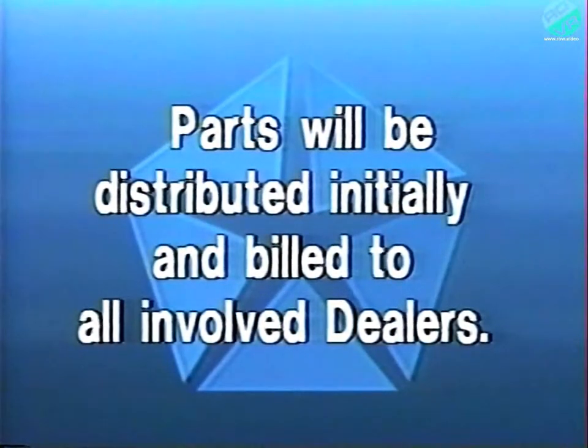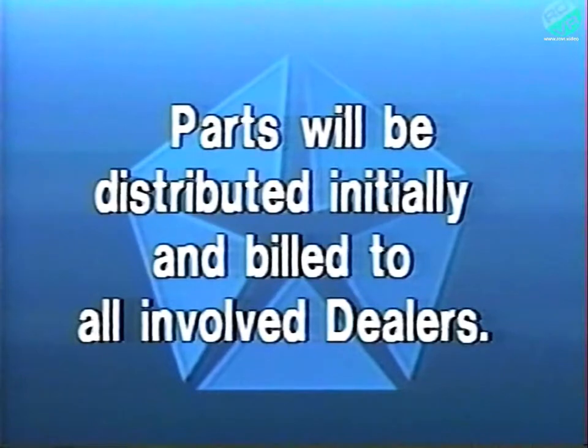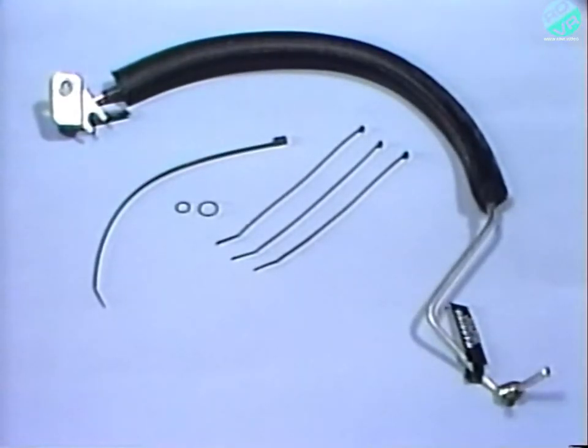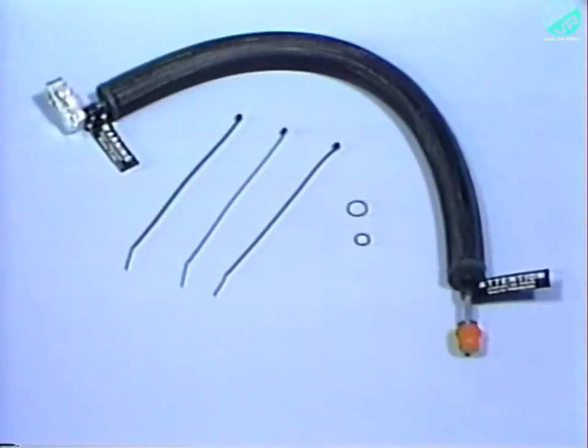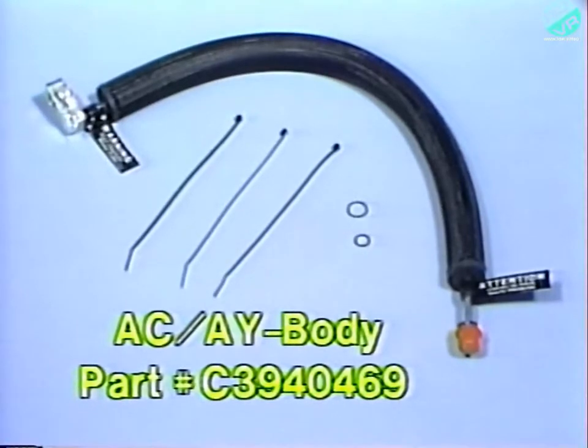For repair of affected vehicles, a quantity of parts will be distributed initially and billed to all involved dealers to cover a portion of the total vehicles involved. Depending on the vehicle model, one of 3 recall parts packages will be required. For BB body Eagle Premier and Dodge Monaco models, use recall part number C3940-468.